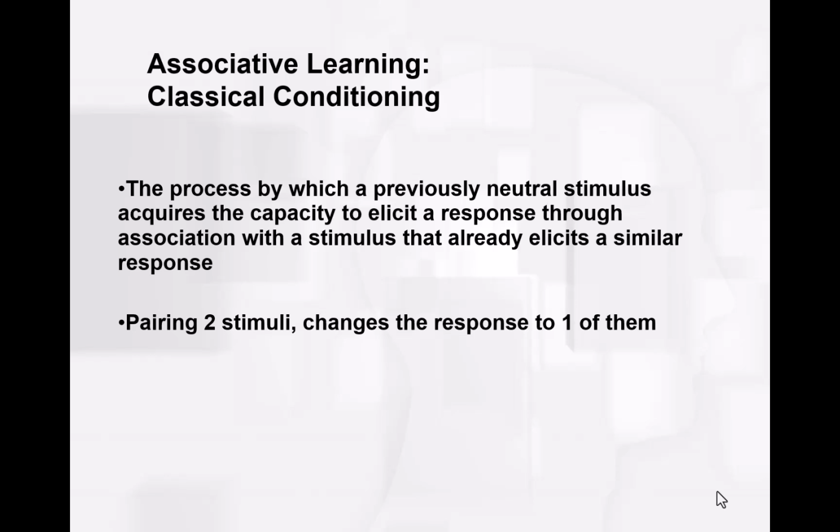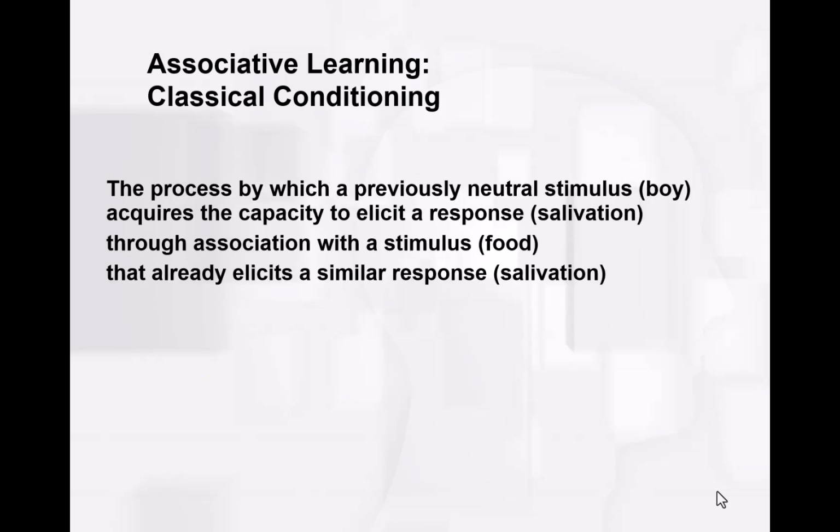So what does all this mean? Again, let's consider it in terms of that video that we just watched on the module page. The definition with those terms in: it's the process by which a previously neutral stimulus, so the little boy in the video, acquired the capacity to elicit a response, salivation, through association with a stimulus, which was food, that already elicited a similar response to salivation.